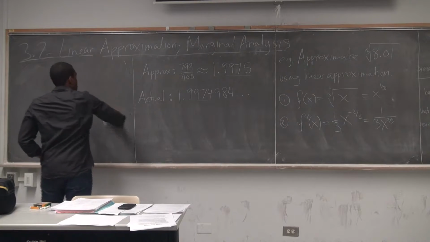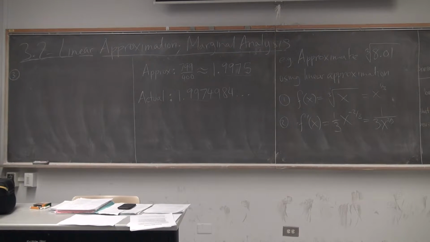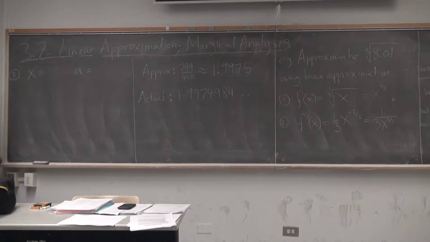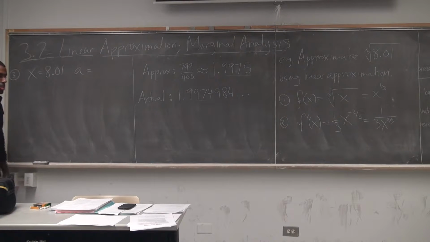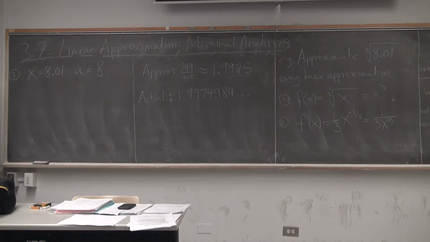Third step. Figure out what's my x, what's my a. My x is 8.01. It's the ugly number that I want to figure out what the function is going to give me. A would be here? 8. I need to pick a nice number that's close to this guy that I already know the answer for. I already know the cube root of 8. So 8, and it's pretty close to that. So that seems to be the number I would pick.